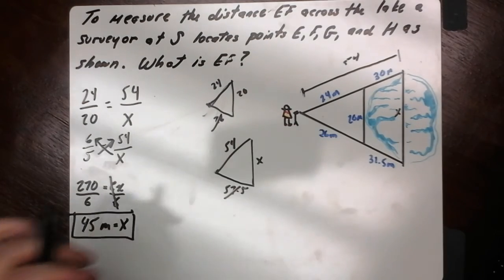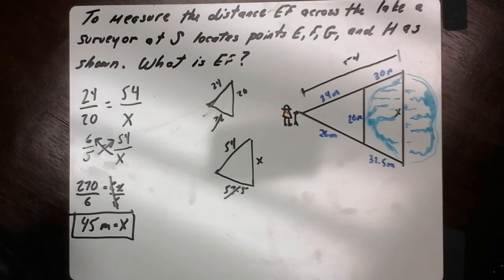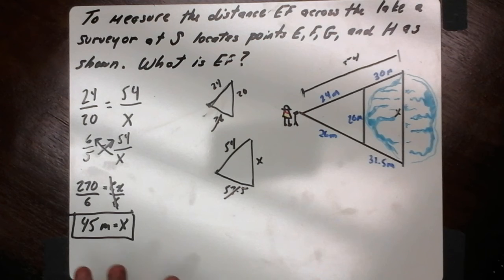Some of you, if you watched the video or know how to do it for side-side-side similarity, that's exactly the same process here. The only difference is this time we're solving for x. I shouldn't say exactly the same process. Very similar process. Okay?